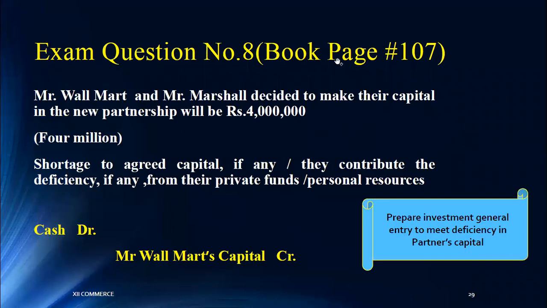Exam question number 8, book page number 107. This question we have discussed previously, in which they have given you the partnership decided capital of 4 million. If there is a shortage, they will make the entry for the contribution. If there is a deficiency, they will make the entry for the withdrawal.